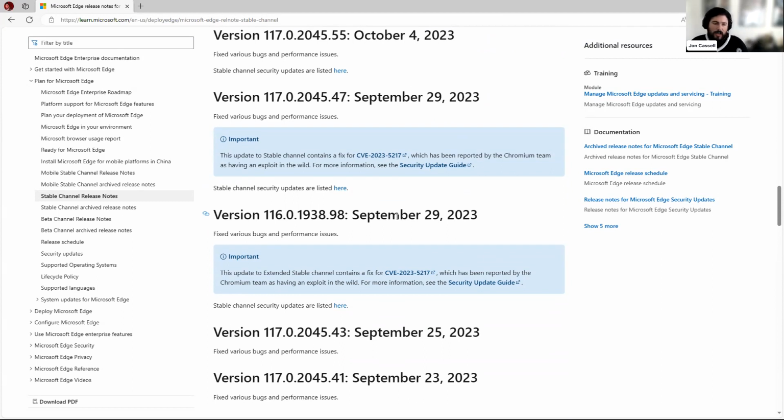But starting with, again, picking up from last month's webcast, very first one, we're looking at that same 0-day. CVE 2023-5217. As I mentioned, it's going to affect every other Chromium derivative. In this case, if you're using Edge, do be sure to update.